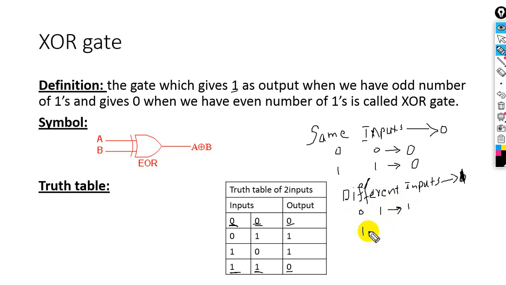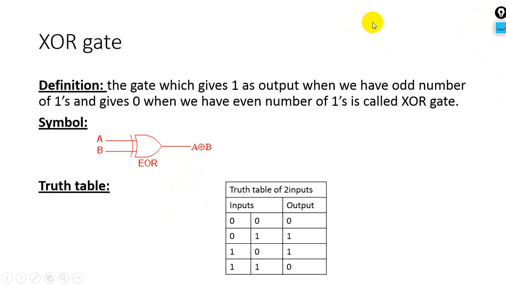If we have 1 0, the result will be 1. So this is the property of the XOR gate. How will we represent the XOR gate? The operation of the XOR gate is represented by A, then a plus with a circle, B: A ⊕ B. So this is the representation of the XOR gate.